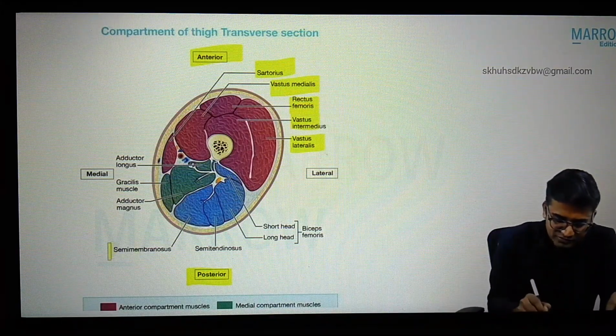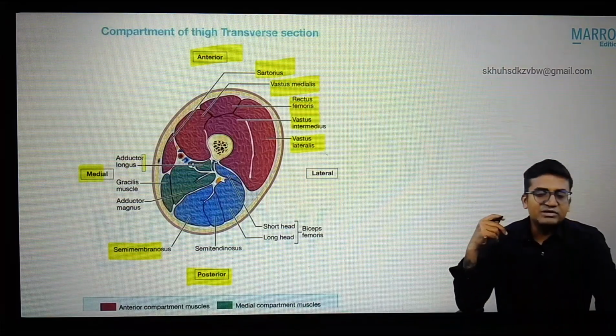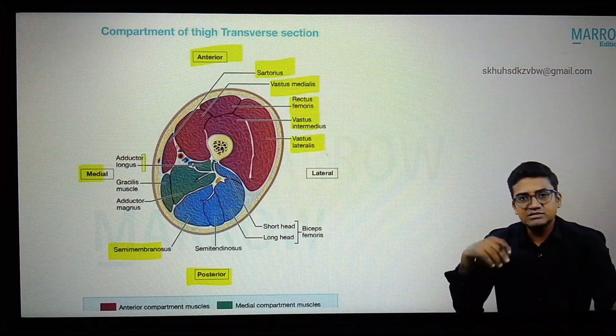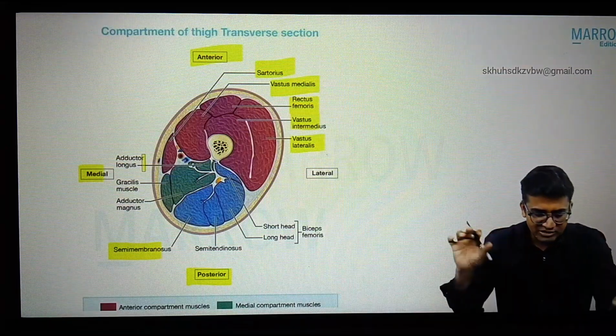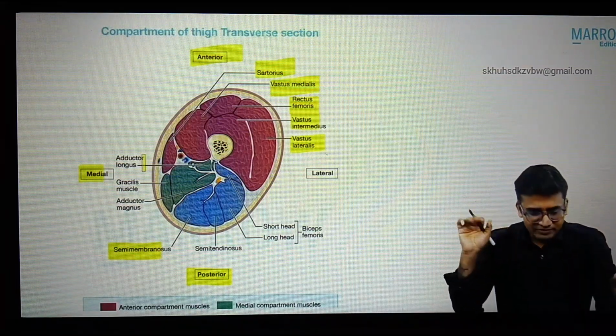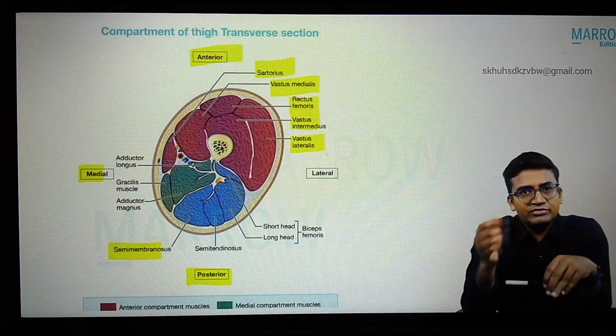Now in the posterior compartment of thigh, hamstring muscles. The middle compartment of thigh, we have gracilis, adductor muscles, obturator externus, and pectineus muscle, at the junction between the front of thigh and the middle compartment of thigh. Okay. So next we're going to start front of thigh.